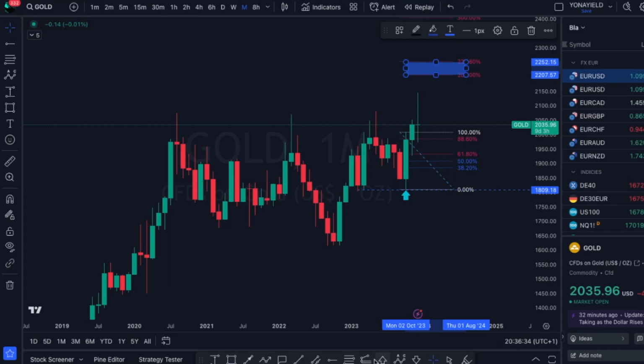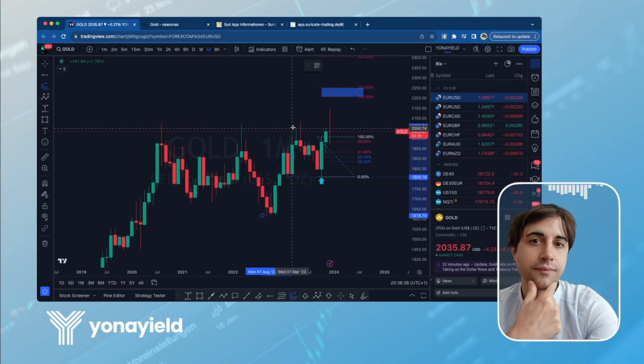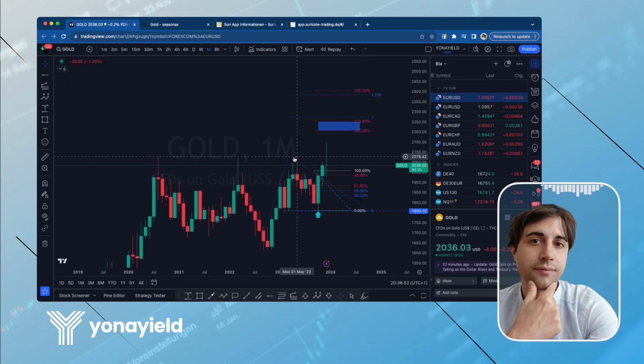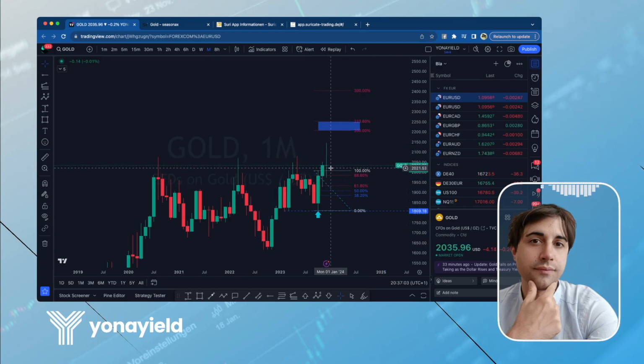Now let's look into the structure target. So then we want to do an ABC, project it up, because that will probably be a higher target. For that, it would also be around here, 2270 until even 2380, something like that, right? If you think about this kind of three-wave ABC move up here. But this is for the long term. There could be, of course, pullbacks at any time.